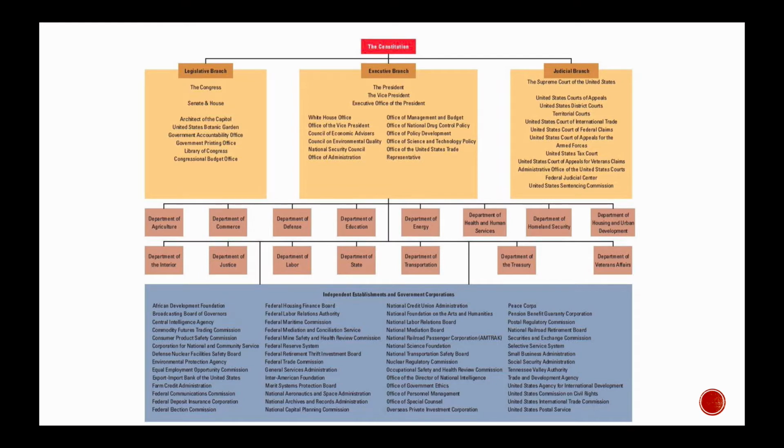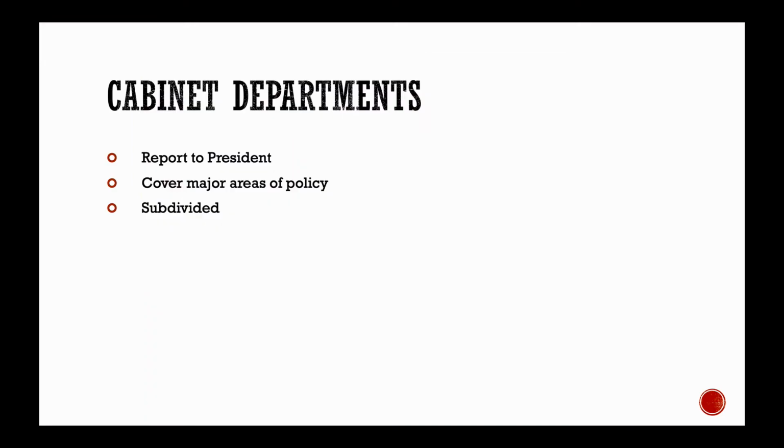We talked about the Library of Congress and the Congressional Budget Office and things like that. But largely what we're talking about is part of the executive branch. So the first kind of executive agency are cabinet departments. Now, cabinet departments have a definition in the Constitution. They are the people who are the head of the federal departments, right? That's what a cabinet member is.